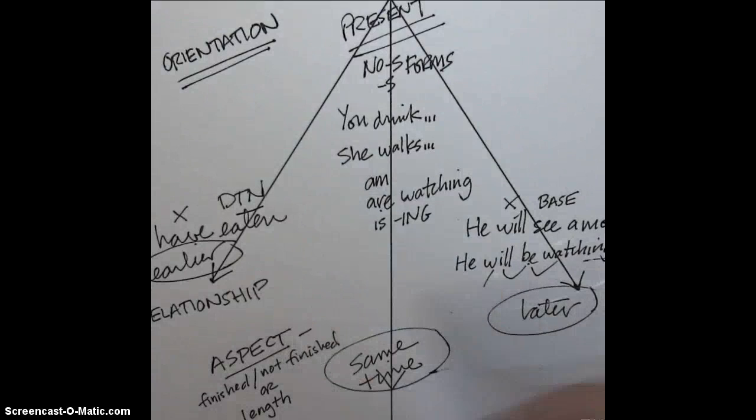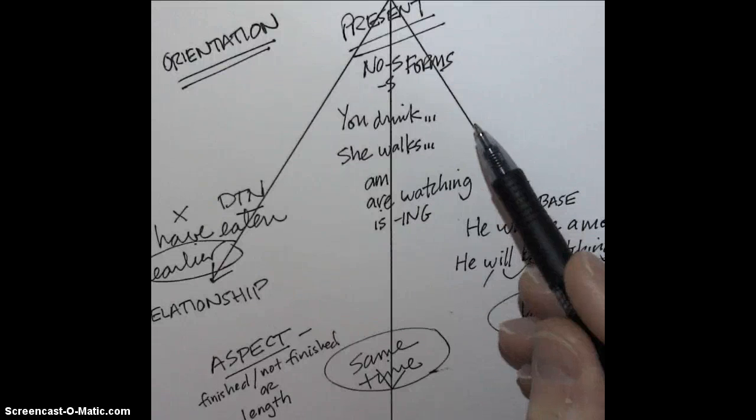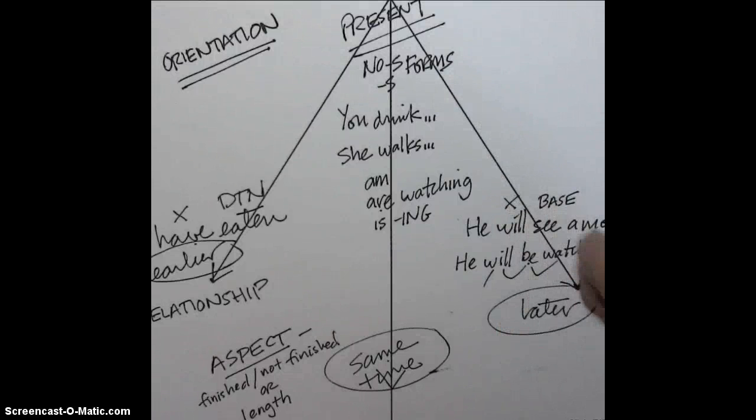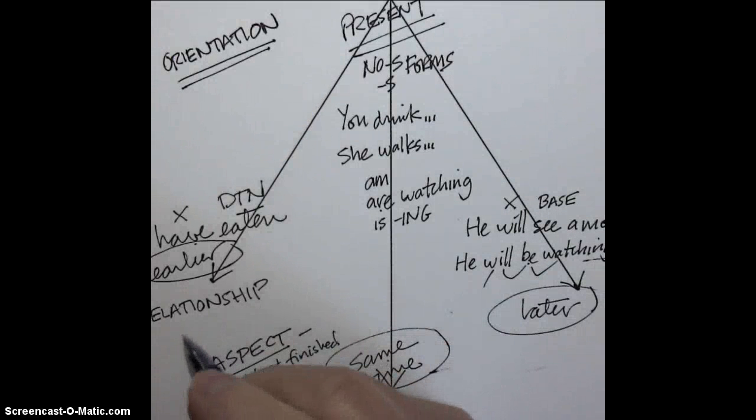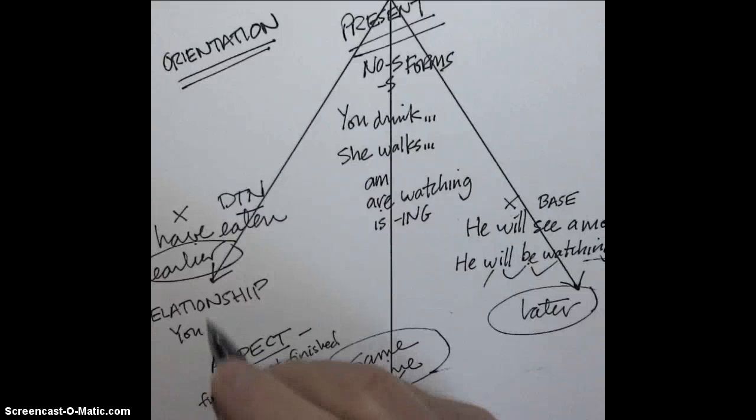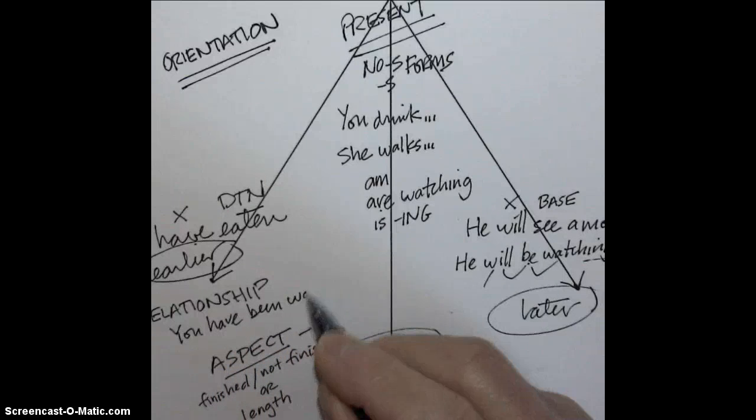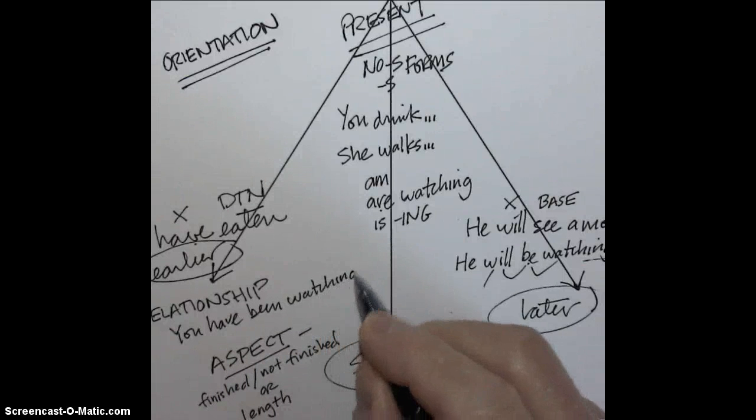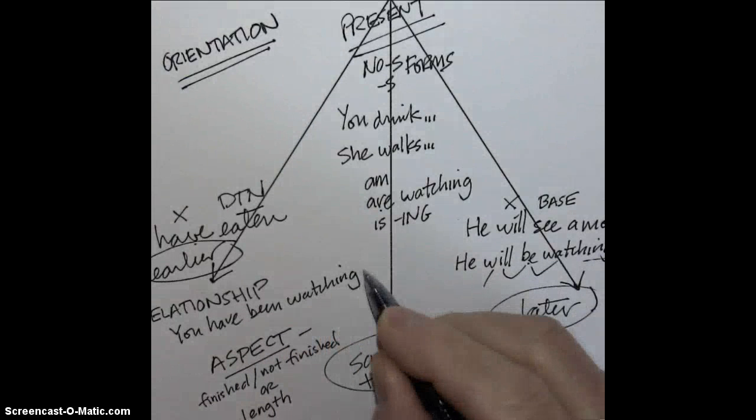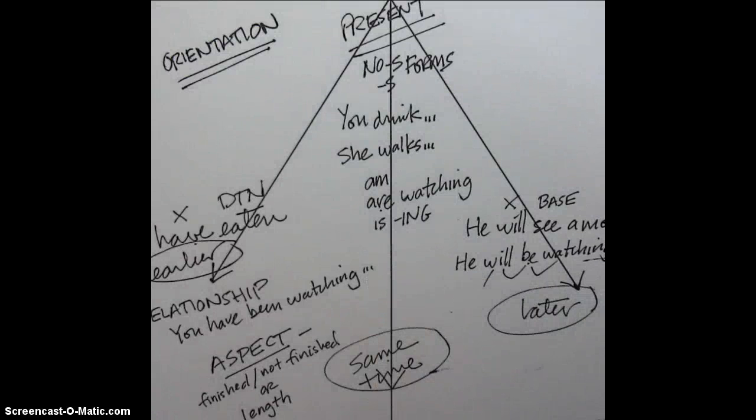And let's talk a little bit about earlier. So now we're talking about earlier. We're thinking about the present still, and we're thinking about an action that has some length or it's not finished. So for example, let's say you have been watching this video for about 5 or 6 minutes now. The have shows me we're thinking about the present.